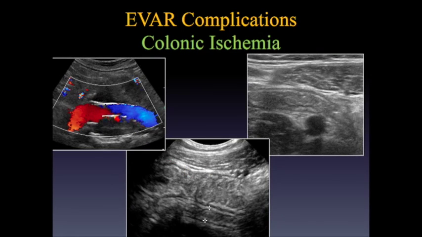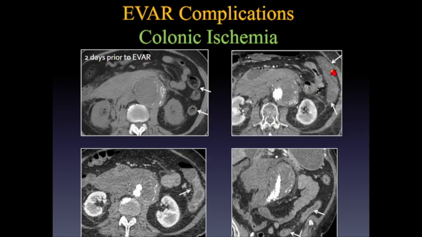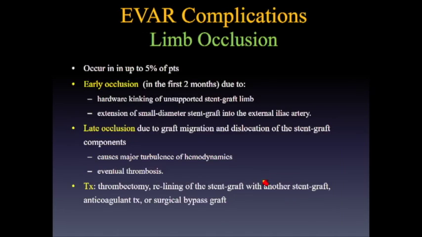So this patient had endovascular stent graft repair. Prior to the procedure, the bowel loops look fine, and then post-procedural loops look thickened. And the same thing on the CT. Pre-procedure, bowel loops look good, and then post-procedural bowel loops develop thickening, and it's consistent with ischemia. So that patient had to go through surgery.